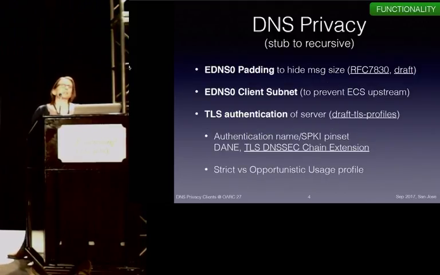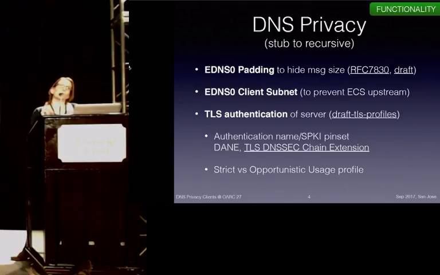Additionally, to really serve the client's privacy, you also want to be able to support padding of queries to obfuscate their size so that traffic analysis can't be performed to reveal your queries. You want to support setting an EDNS client subnet option in the query from client to server so that your subnet isn't leaked upstream. And you also want to be able to authenticate the TLS connection that the client does to the server. There's a variety of ways to do this described in a profiles draft. You can use a name, a pin set, DANE, or the chain extension.